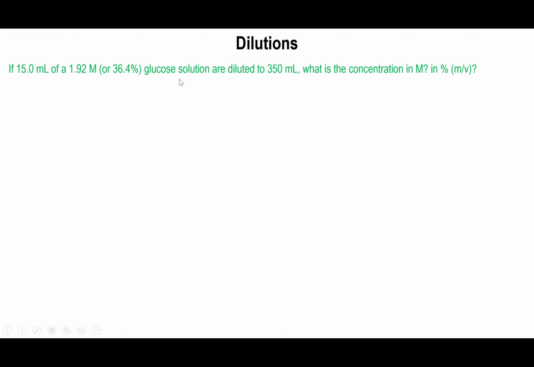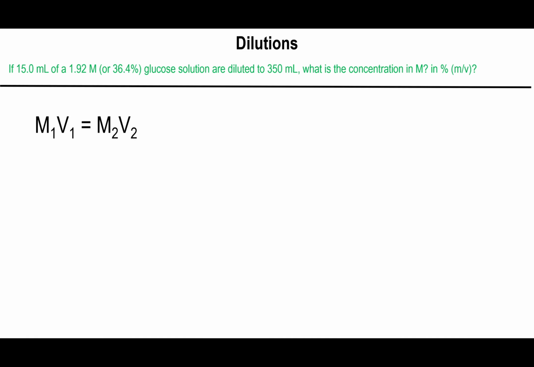And what we're going to do is we are going to dilute this thing all the way down to 350 mLs. What I want to find out is what are the concentrations, the molarity concentrations and the percent mass per volume concentrations. Okay, so we start by first acknowledging that by adding more solvent and changing the volume of the solution, we are going to change the concentrations.